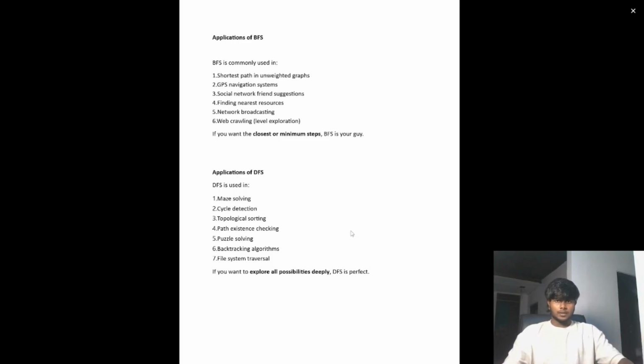Applications of DFS. DFS is used in maze solving, cycle detection, topological sorting, path existence checking, puzzle solving, backtracking algorithms, and file system traversal. If you want to explore all the possibilities deeply, DFS is perfect.